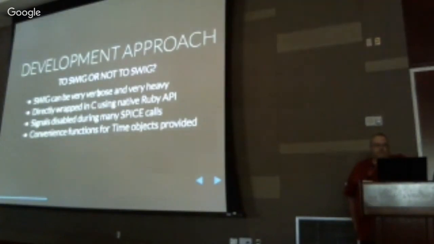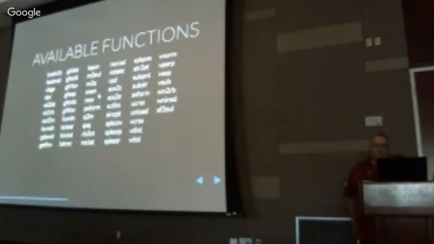In addition to the Spice functions we've wrapped, we've also made some convenience functions to go back and forth between the Ruby time objects. So we certainly haven't wrapped all of Spice, but we've wrapped all of our favorites for calculating orbit positions, instrument field of view, all that sort of thing. Actually, I had to update this list twice while I was working on this presentation because we're continuing to add functions as we need them at the Rockstar.